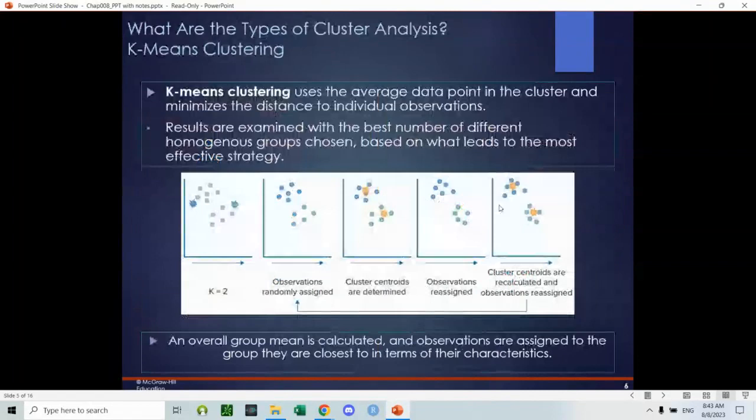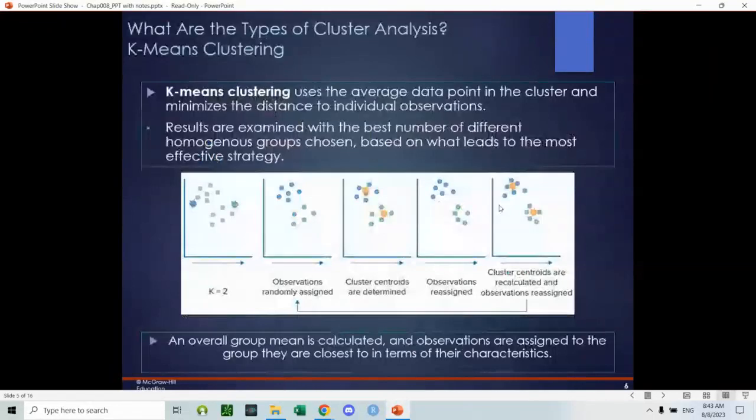What are the types of cluster analysis? The most common techniques for cluster analysis are something called k-means clustering and hierarchical clustering. K-means clustering uses the mean value data point in the cluster and minimizes the distance to the individual observations. It is efficient to use with large sample sizes.